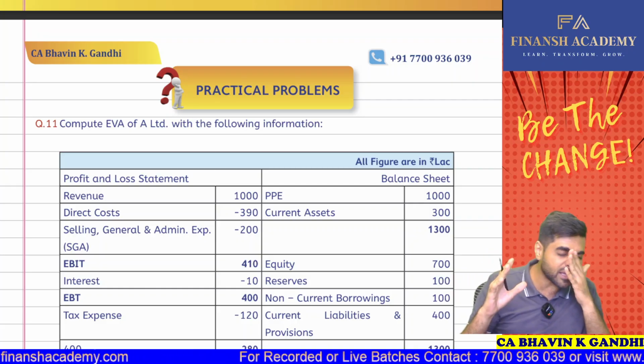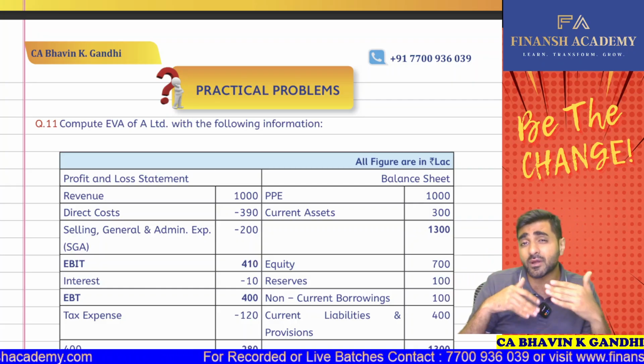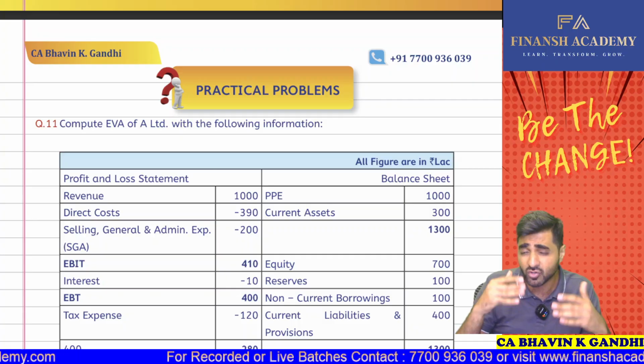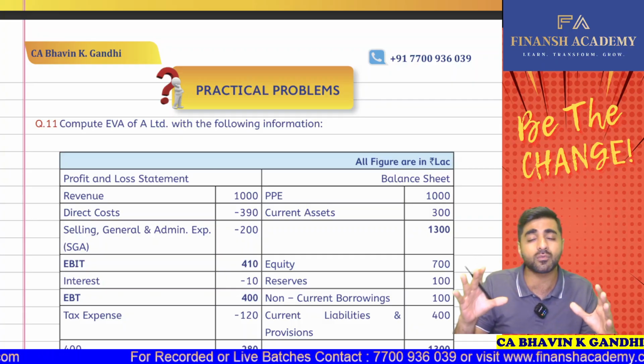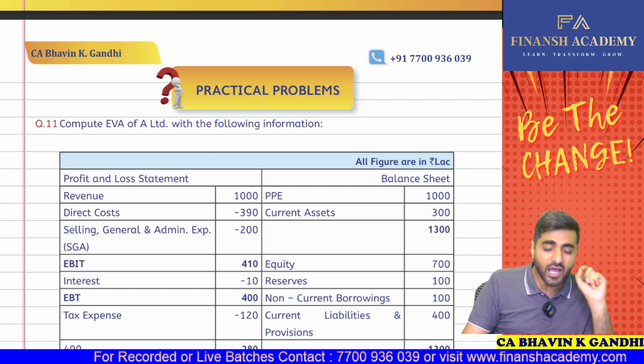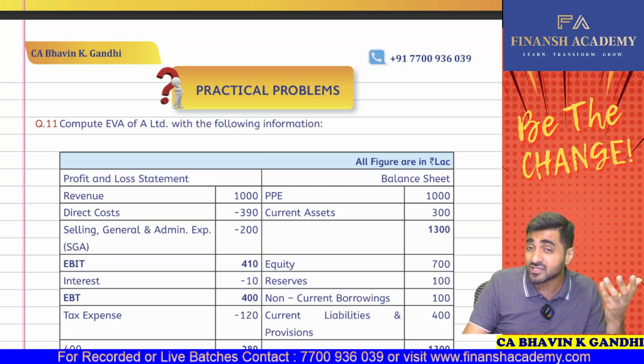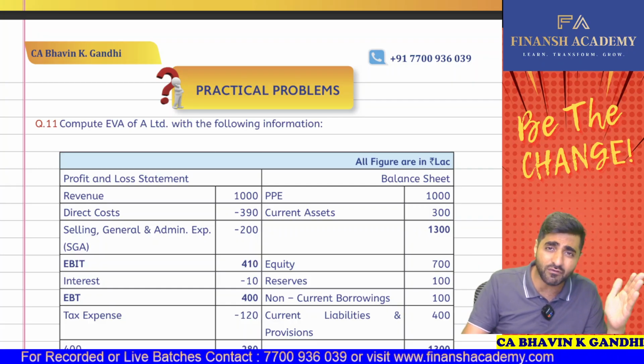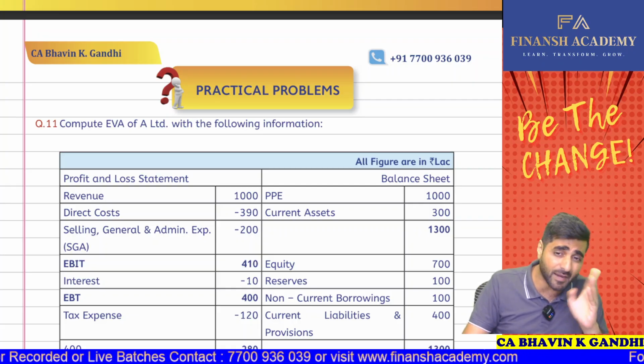So again, is EVA a tool for the purpose of measuring the operations? Come on, yes or no? Yes, sir. It is a tool for measuring the operations. Now, what is the efficiency? For that, we need net operating profit after tax, and from that we subtract the capital charge.